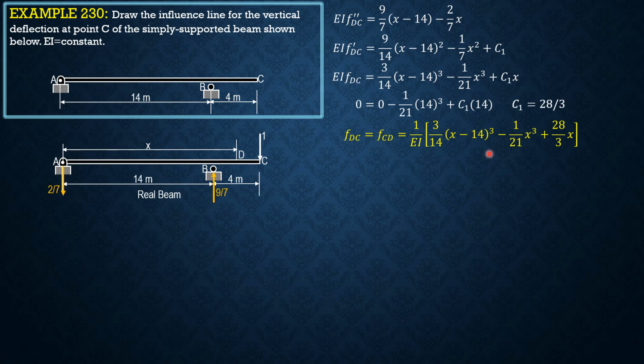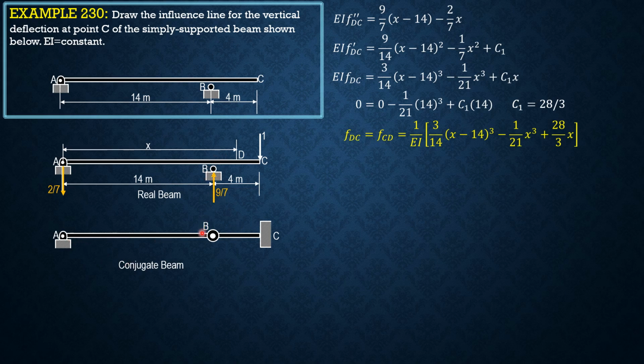So this is the equation of the elastic curve, which is also the equation of the influence line for vertical deflection at C. And we will compare this with the equation for FDC, FCD by the conjugate beam method. So by the conjugate beam method, let's make C as our moment center. So this would be the conjugate beam.